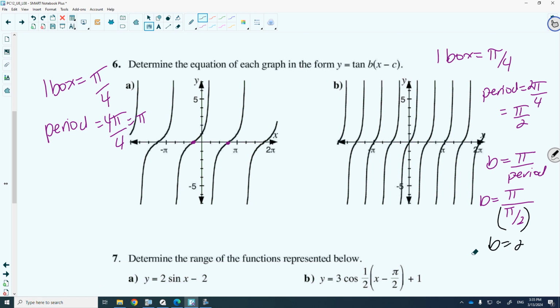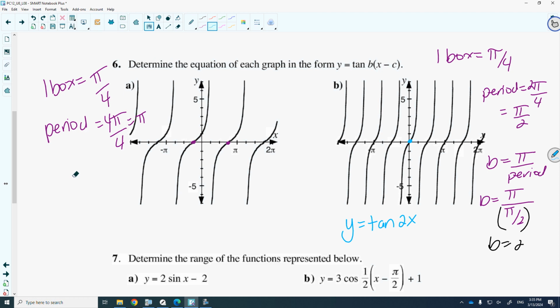Then, if there's a phase shift, basically what happens is this. If your tan graph goes through 0, 0, there is no phase shift. So for this graph, there would not be a phase shift. So the equation for this graph would simply be y is equal to the tan of 2x. That would be your equation, okay?